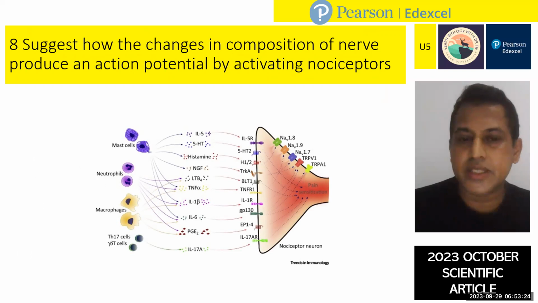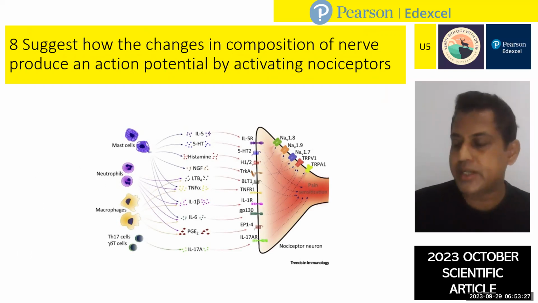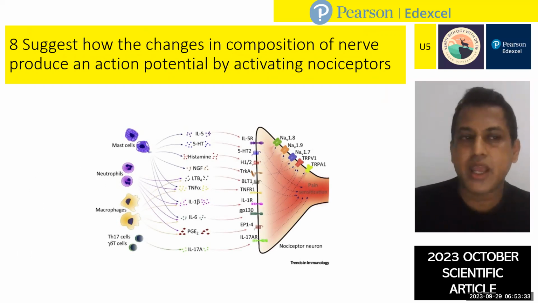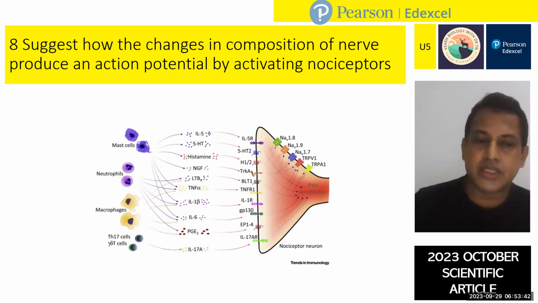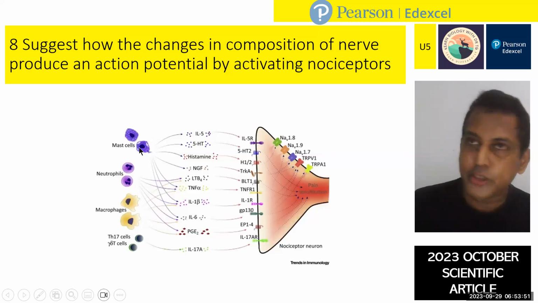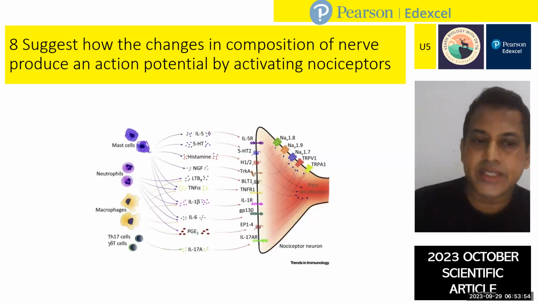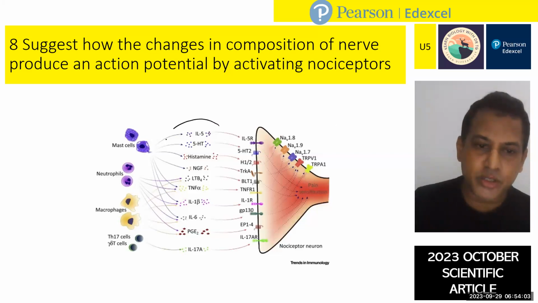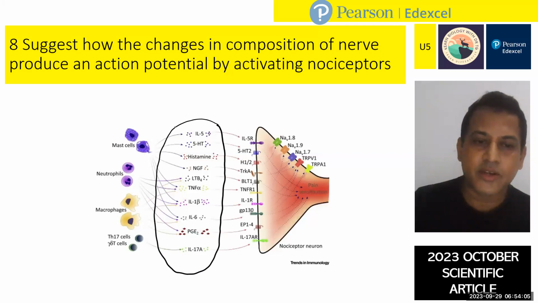Right. Next, question number 8: suggest how the changes in composition of nerve produce an action potential by activating nociceptors. So here we consider nociceptors are the nerve endings. These receptors are specialized for detection of pain, and we call them nociceptors. Now look at this picture. You can see different cells of the immune system, macrophage, neutrophil, and mast cells. When there is an inflammation, these cells are there for phagocytosis and also networking through cytokines. And what you can see here, which is not much familiar to you, these things are collectively called cytokines.